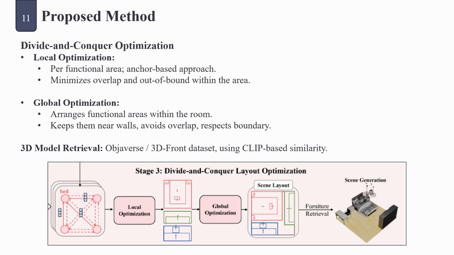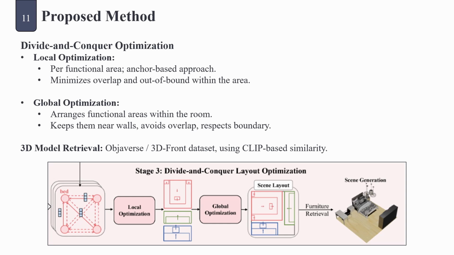For local optimization, within each functional area, the author rearranges objects around an anchor object. This process minimizes overlap and ensures that objects stay within their designated boundaries. Then, for global optimization, these functional areas are positioned throughout the entire scene, making sure they are appropriately placed, such as near a wall, and that they don't overlap one another.